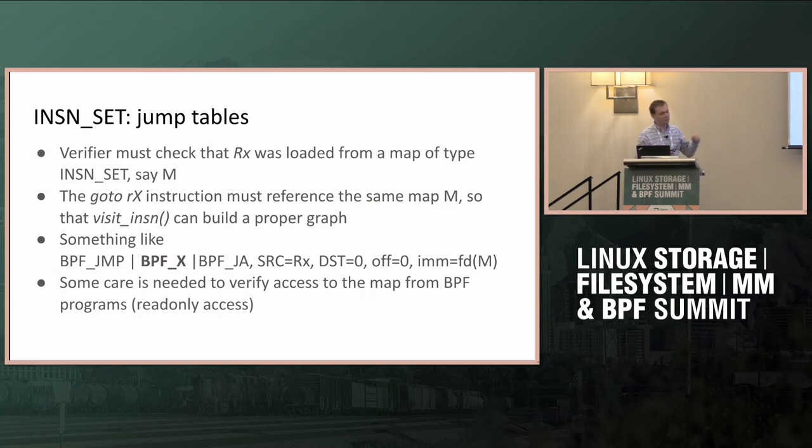So this map should be somehow referenced from the instruction, because we need to do both checks. We need to check every jump when we build the graph of the program, and then we need to validate that the register contains a pointer loaded from the same map which was used to verify this instruction at runtime. And so far, I just came up with putting the file descriptor in the immediate field. So on load, we have a reference to this map, and we can use it for verification. And later, we can just keep it anywhere.